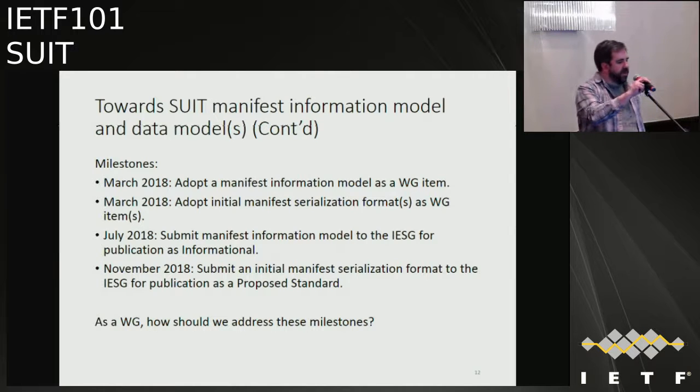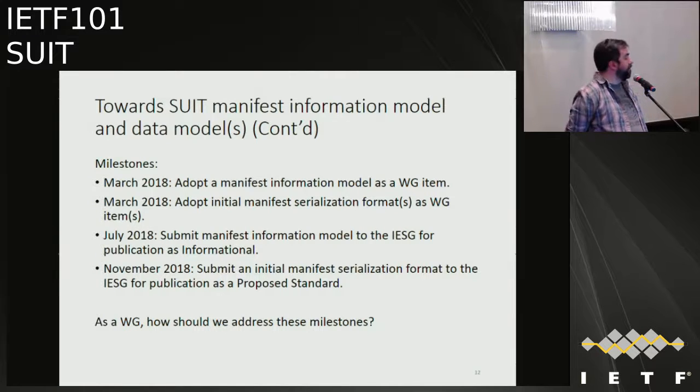Okay, so that's the one. That's what you were just doing. Yeah. So in doing that, it looks like we will be able to satisfy adopting a manifest information model as of this meeting. And our next major milestones are to adopt an initial manifest serialization format as a working group item, or formats, which is something that we still need to do. In July of this year, so at the next IETF, we should be prepared to submit a manifest information model to the IESG. So we have some work to do there.